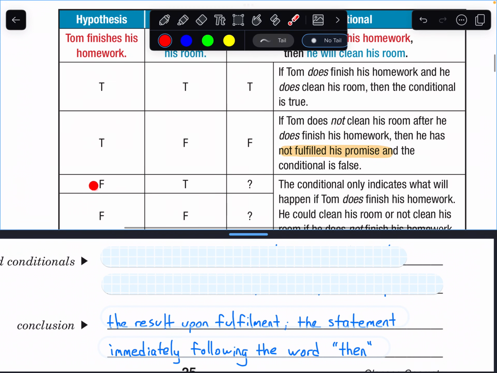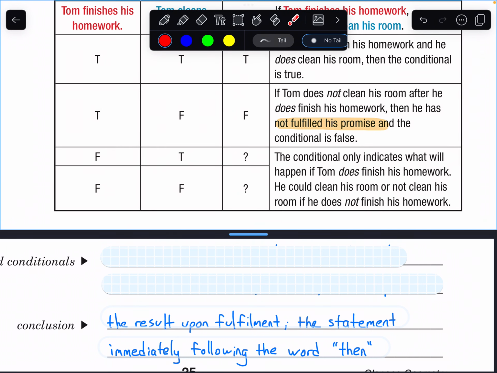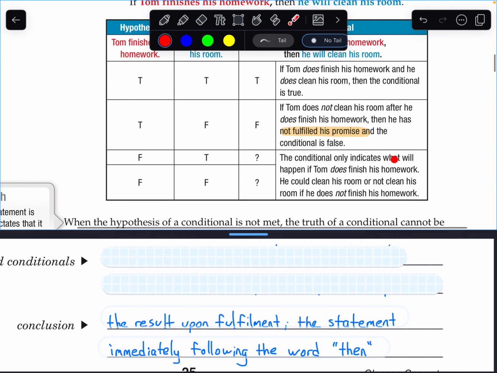Notice when the hypothesis is false, but the conclusion is true, well, Tom didn't finish his homework, but he could still clean his room. The conditional only indicates what will happen if Tom does finish his homework. He could clean his room, or he could not clean his room, even if he does not finish his homework. We don't know what will happen, and either one he does will not break a promise.